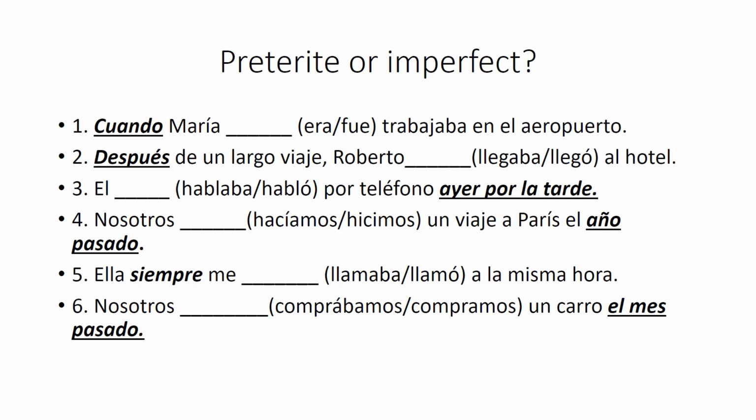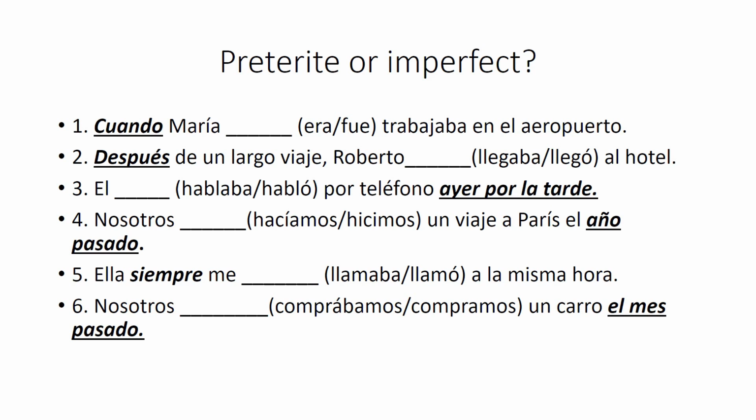That's it. Number 4. Nosotros hicimos un viaje a París el año pasado. We made a trip to Paris last year. Last year. Keyword. Preterite or imperfect? Preterite. Nosotros hicimos un viaje a París el año pasado. It's a completed action. I have a definite beginning and a definite end. And I have a specific time frame. Last year. I know specifically when the action took place.